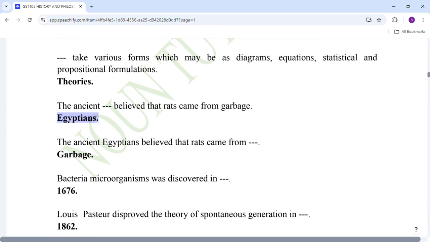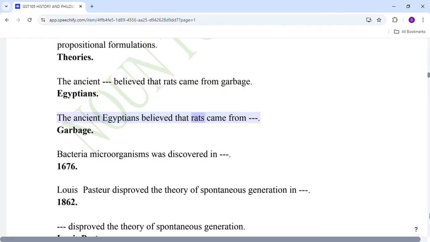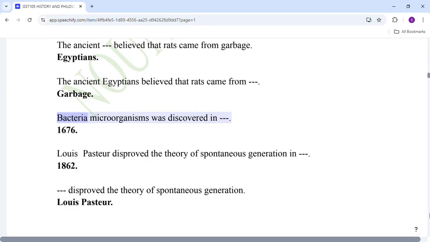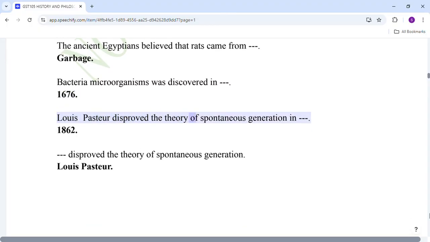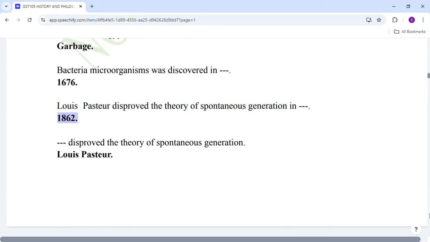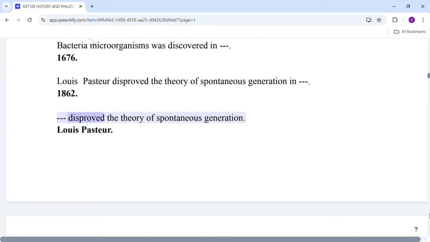The ancient Egyptians believed that rats came from garbage. Bacteria microorganisms were discovered in 1676. Louis Pasteur disproved the theory of spontaneous generation in 1862.